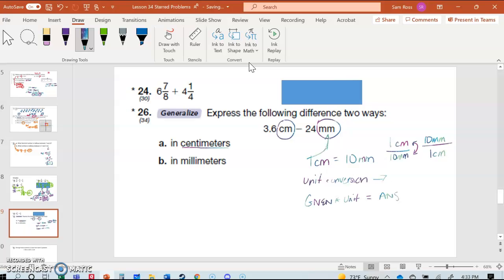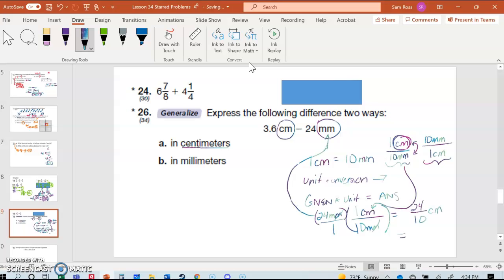So my given is the 24 millimeters. And I'm not sure which one of these to use yet, so I'm going to leave the unit part blank. And then I know I want my answer to be in centimeters. So since my answer is in centimeters, I want the one that has centimeters in the top. So I'm going to plug in 1 centimeter to 10 millimeters. So my millimeters are going to cancel. And then I'm going to multiply this like I would 2 fractions. So 24 times 1 is 24. 1 times 10 is 10.